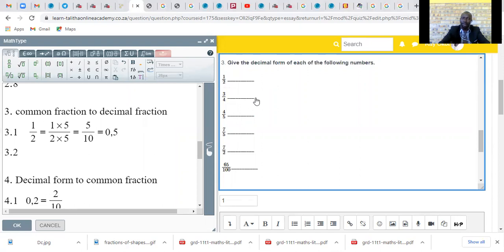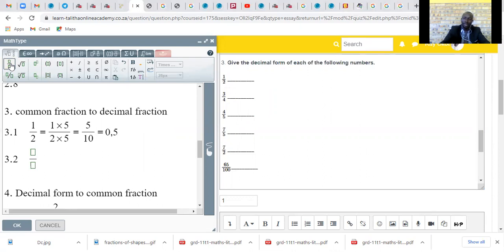3 divided by 4. And so how do we write that? Well, this is 3 divided by 4. What we want to do is to express 3 divided by 4 with the denominator being a factor of 10. A denominator must either be 10 or 100 or, rather, 1000. That is from 10 to 100 to 1000.